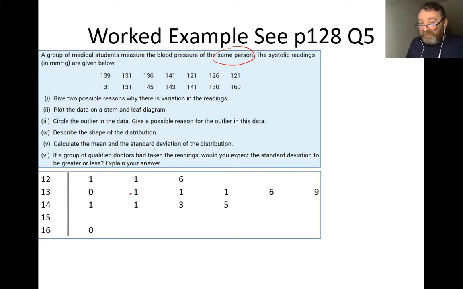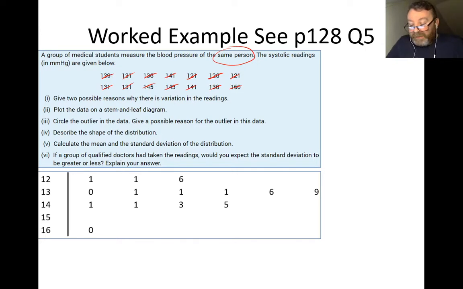Just to make sure we have all the numbers filled in properly, let's start at the beginning. The smallest is 121 and it's present twice. Then we've got 126. Then we have 130. Then we have 131 3 times. Then we have 136, I think, is the next one up. Then we have 139. And then we have 141, present twice. We have 143, 145, and 160. So they're all there. 14 readings in the table, 14 readings on your stem and leaf diagram.